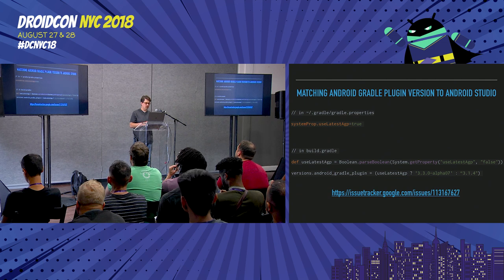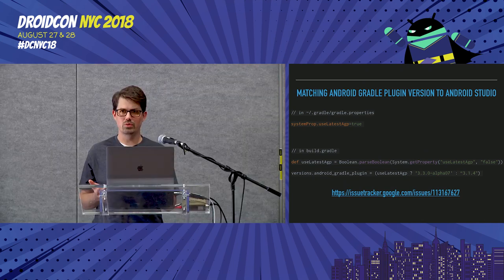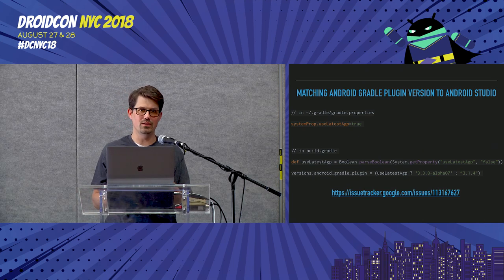So one way of handling this, so that you don't constantly have to be editing your build files to change your plugin, and then you accidentally commit that and forgot to exclude it when you were committing your code, is to just have a flag in your user-level Gradle properties that says use the latest AGP, Android Gradle plugin, or don't. So you can just toggle that flag, and then within your build file, you can have both versions there, and you can just have it guarded on that flag so that you can flip between the versions of Android Gradle plugin without actually having to edit your build file.